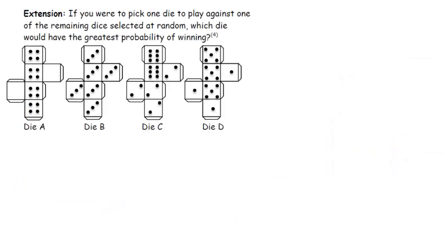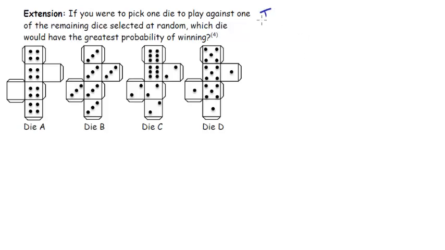Now most of what we've done today has been a review, but here I'm going to pose an extension problem. This one is a little tougher. Here we're going to pick one die and play it against a randomly selected second die. You get to choose which die you want, and then I'm going to close my eyes and pick one of the remaining dice. Which die has the greatest probability of winning against a random opponent? I'm going to get you started here. Let's say I pick die C.